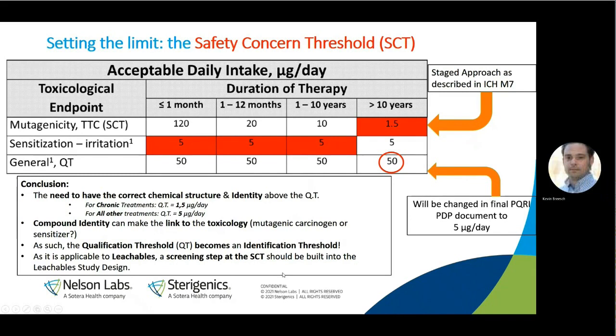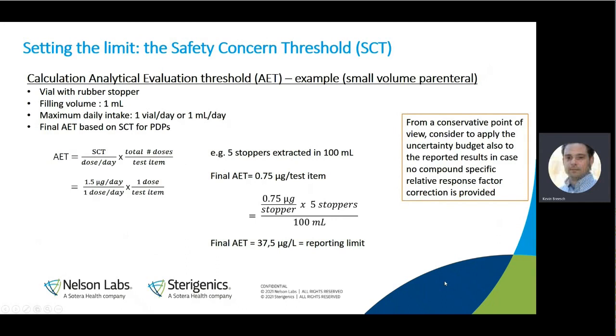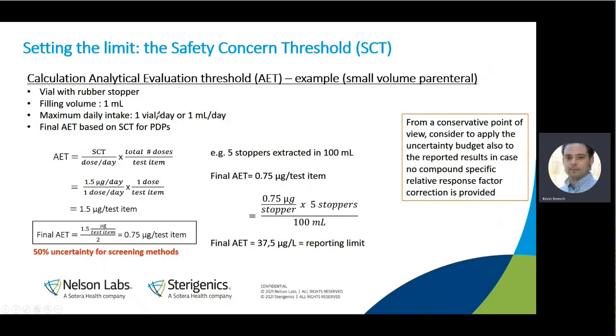So an example here, to calculate an analytical evaluation threshold, we are considering a vial with a rubber stopper, filling volume is 1 ml, maximum daily intake is 1 vial per day or 1 ml per day, and we want to calculate the analytical evaluation threshold. So, as mentioned, safety concern threshold, we put at 1.5 micrograms a day. We're exposing the patient with one dose a day, and for one test item, one stopper, or one container, it contains one dose, 1 ml. So the AET would be 1.5 micrograms per test item or per stopper in your extractable study.